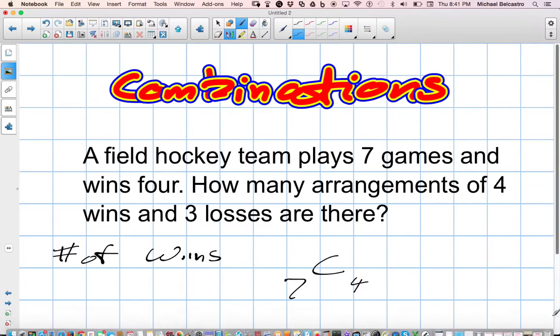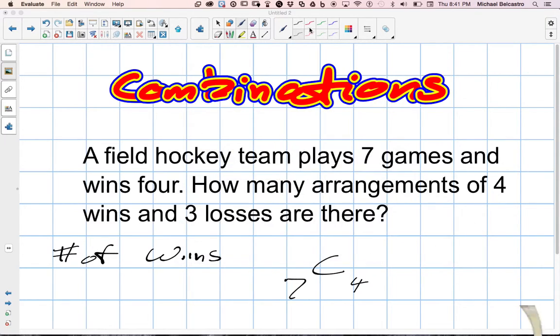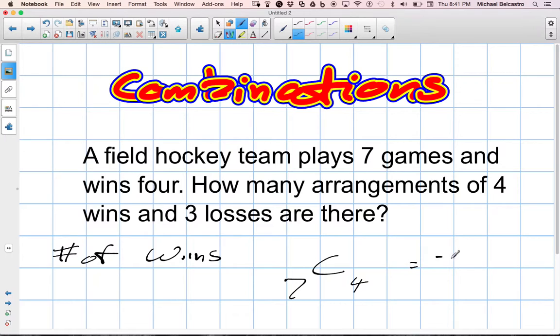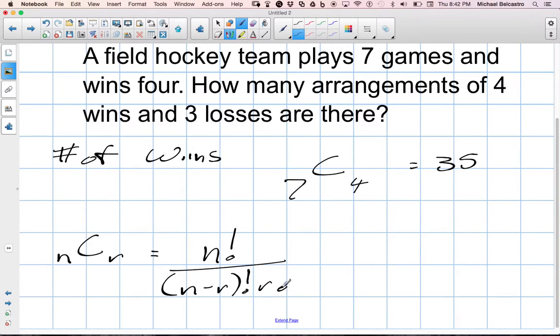When you do that, 7 choose 4, I just calculated before, is 35. So it's telling us that there are 35 different ways for this arrangement to happen. But let's go into a little more detail about that. The combination formula is the total number drawn by the number you want to draw, and that's a formula of n factorial divided by n minus r factorial times r factorial.